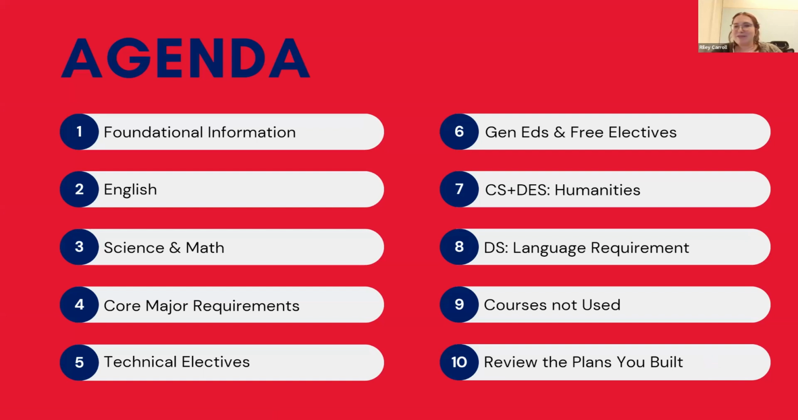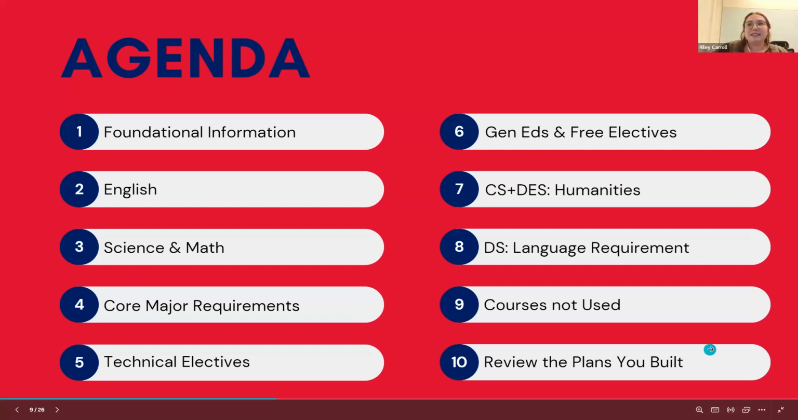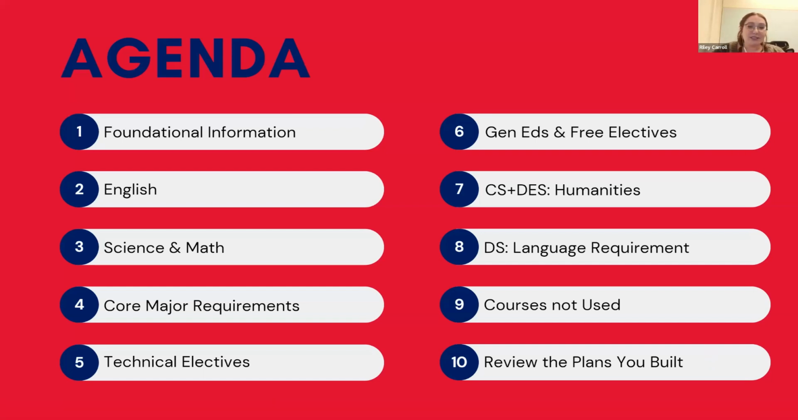Fantastic. So now that we've covered those details, we're going to go into what we're actually covering today for that graduation planning that you'll be doing as you follow along. First, we'll go over foundational information, as we just did. Second, we'll go into English, then science and math requirements, core major requirements, technical electives, gen eds and free electives, CS+ design information, data science information, courses not used toward your degree, as well as reviewing the plans you built at the end.